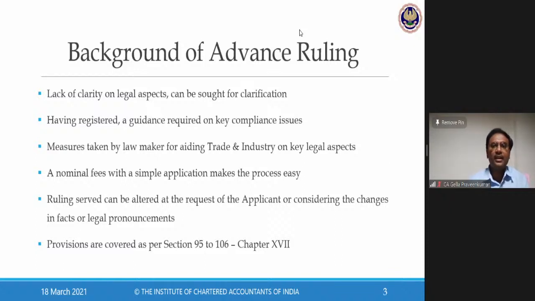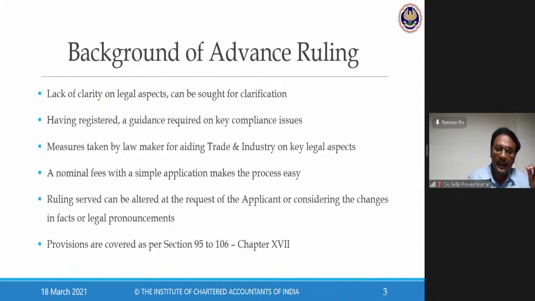Thanks. Now, this particular advance ruling is a mechanism which is going to give clarity. There are 7 elements on which I can take the benefit of advance ruling. When we proceed in our slides, I'll explain what are those 7 elements on which one can think of seeking an advance ruling.